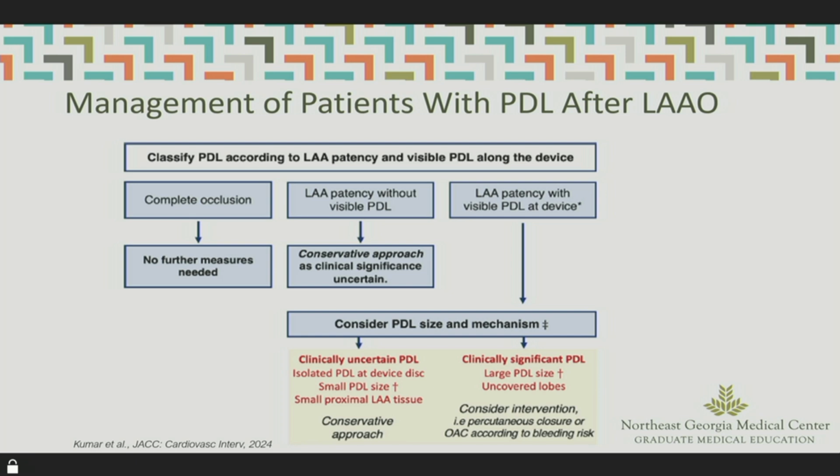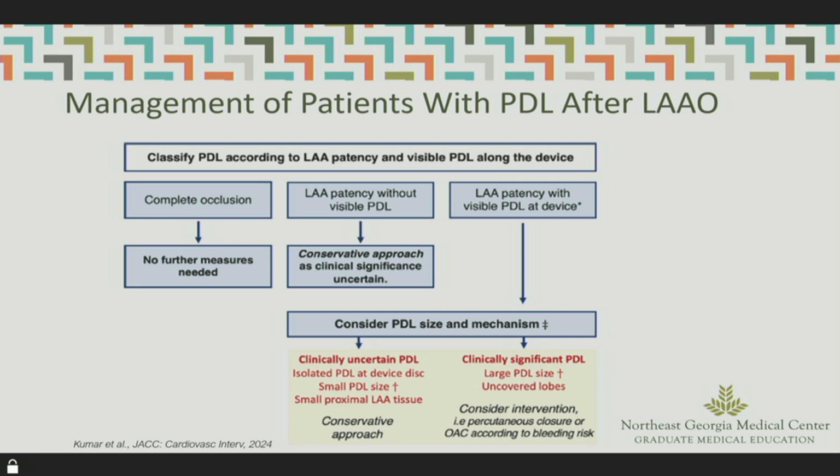Now, there's no specific published literature on cardiac CT saying what is considered a large peri-device leak versus a small one. But when you look at TEE, they consider a large peri-device leak greater than 3 or greater than 5 millimeters, depending on the published literature. So I think we can confidently say that anything greater than 3 millimeters on cardiac CT most likely is a large, significant peri-device leak. You should consider either intervention or long-term anticoagulation because it's an incompletely sealed left atrial appendage. If it's a small peri-device leak, less than 3 millimeters, I think taking a conservative approach is appropriate.